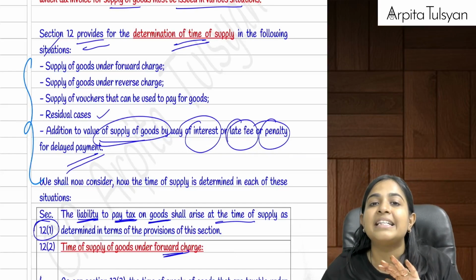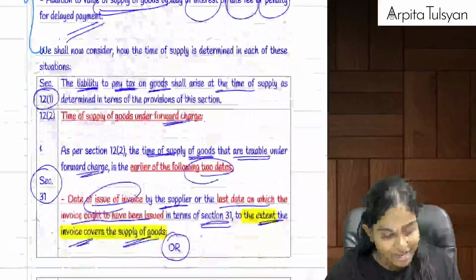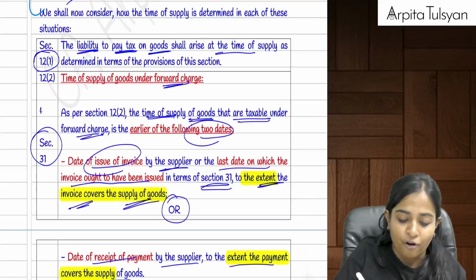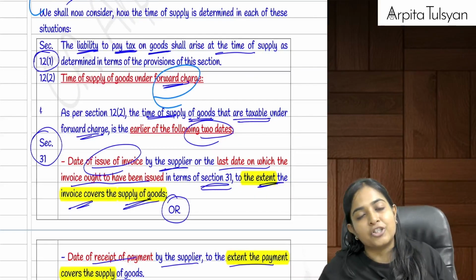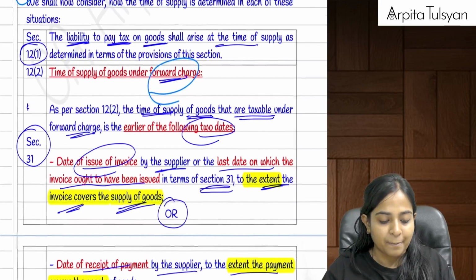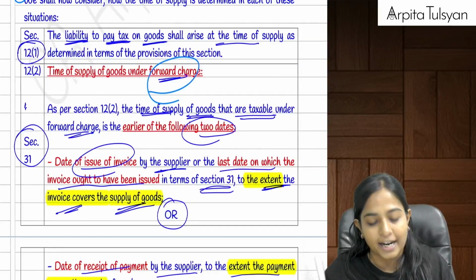Till now we have just seen the headings. We have not seen the provisions. Now let's start one by one. First of all, in case of forward charge, section number 12 subsection 2, how will the time of supply be calculated? Let's try to understand that.